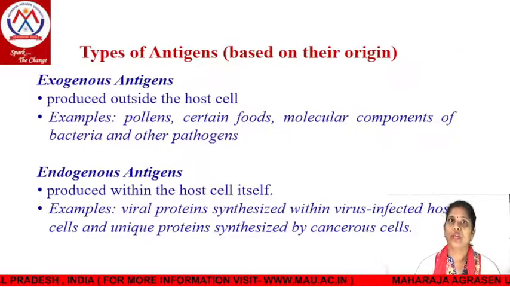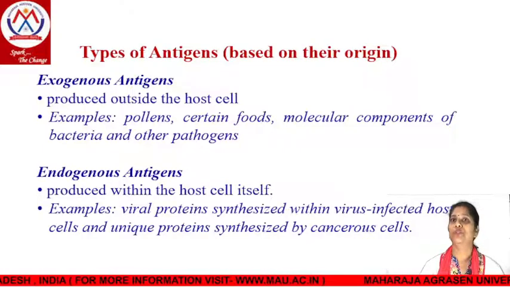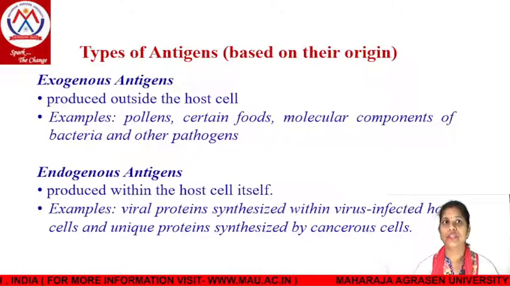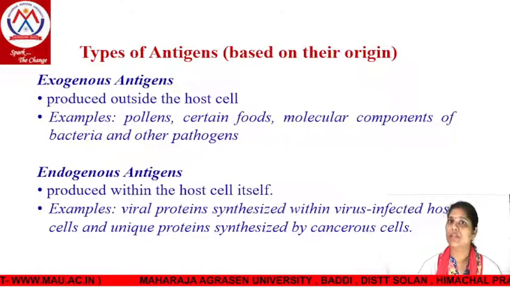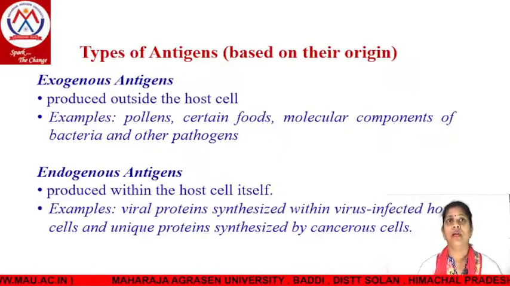Now, based on the origin, the antigens are again divided into two types, the exogenous antigens and the endogenous antigens. The exogenous antigen, by the name itself, represents that it is produced outside the host cell. They are not produced inside your own body. They enter your body from the outer environment. Examples of the exogenous antigens are the pollen, certain food materials, or the bacteria, virus or any other pathogen. So it may include living and non-living antigens.